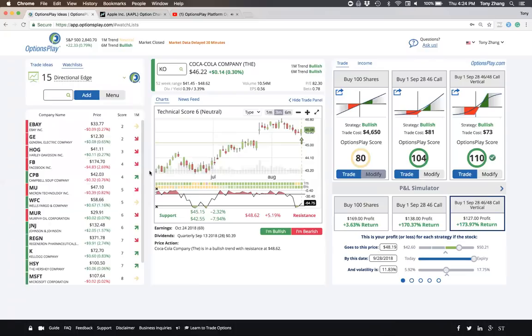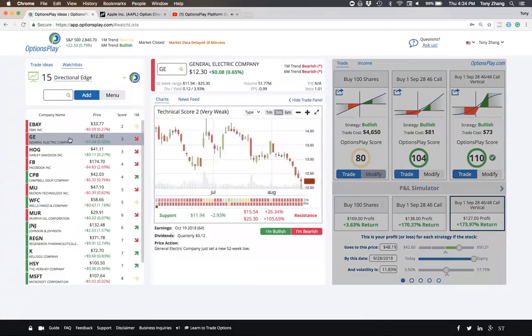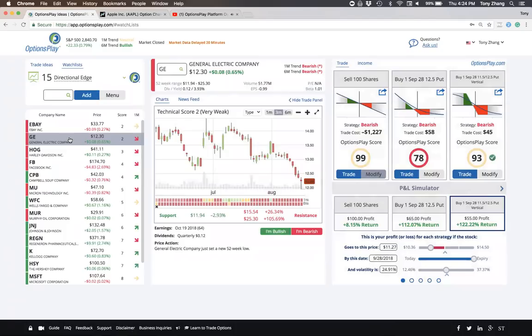Once you've covered the trade ideas and watch list, now we want to pay attention to why we should take a look at it. So let's take a look at GE. And I'm just picking this stock randomly. I'm not suggesting that you trade this stock, and this is not a solicitation to trade the stock. This is simply for educational purposes.